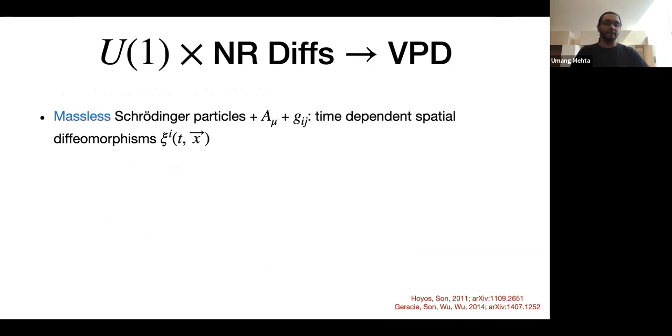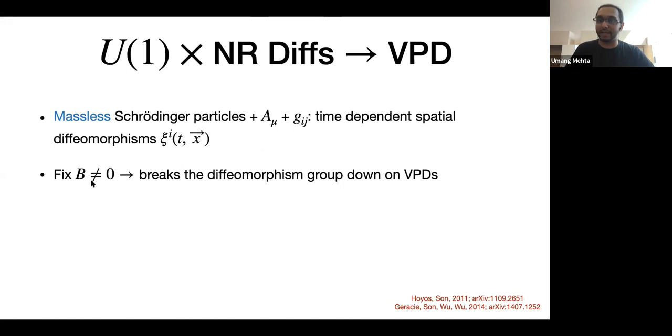All right. So for this case, we'll start off with a set of massless Schrodinger particles coupled to a U1 gauge field and a spatial metric. This system will be invariant under time-dependent spatial diffeomorphisms. The reason we want massless Schrodinger particles is that if m is not equal to 0, the spatial components of the gauge field do not transform like a one form. There's an additional term proportional to m times c dot. Setting m to 0 gets rid of that term.